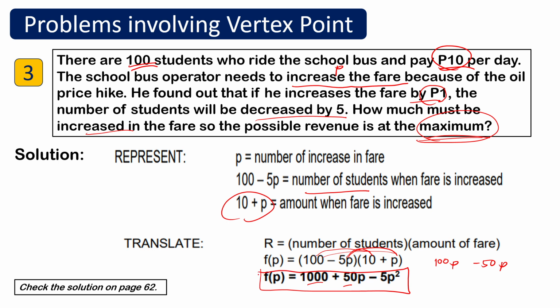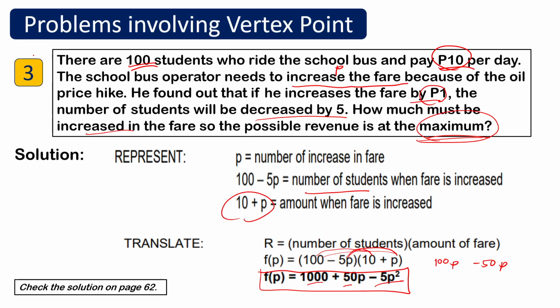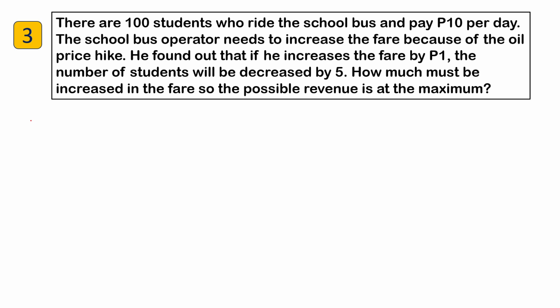And then we need to rewrite this in standard form. So this comes first, followed by 50p and positive 1000. So we have f of p is equal to negative 5p squared plus 50p plus 1000.